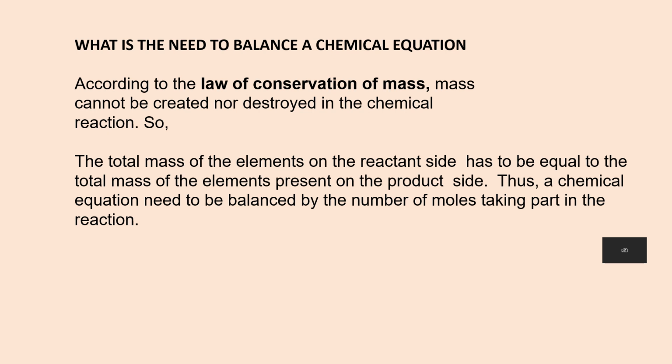What is the need to balance a chemical equation? According to the law of conservation of mass, mass can neither be created nor destroyed in a chemical reaction. That means the total mass of the elements present on the reactant side should be equal to the total mass of the elements present on the product side. This can only be done by changing the number of moles of the elements or compounds on the reactants side and the product side.